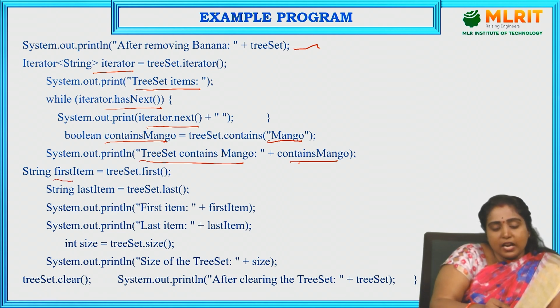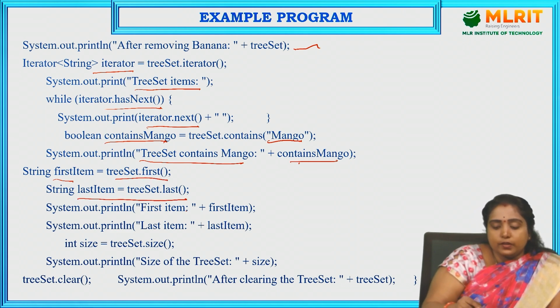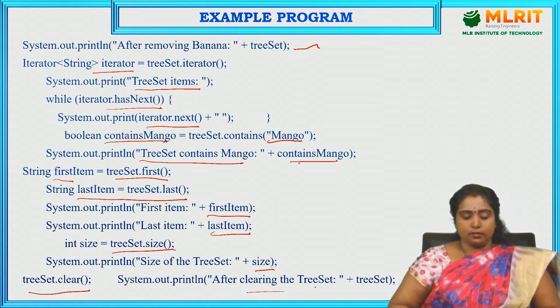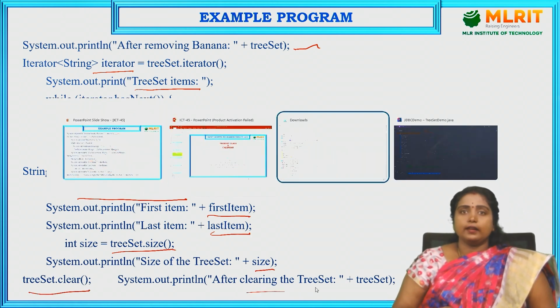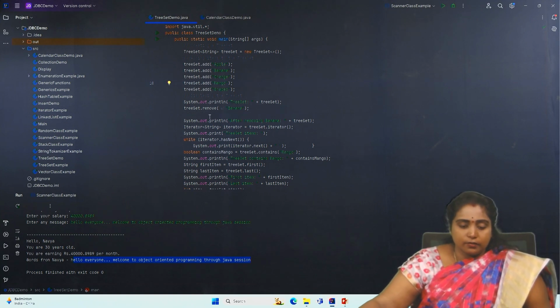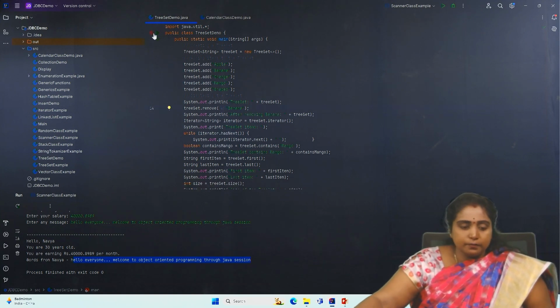So, the first item and the last item, I am printing the first and last items, and the size of the TreeSet. And next, after clearing, what the TreeSet is. This is the example program to demonstrate the TreeSet. So I have just given the same here.